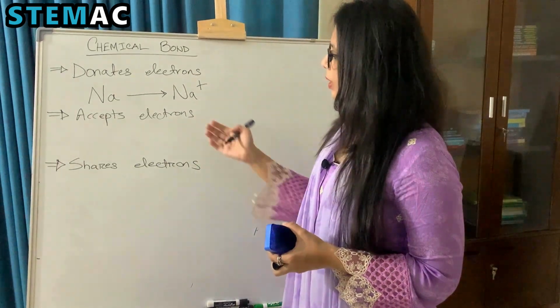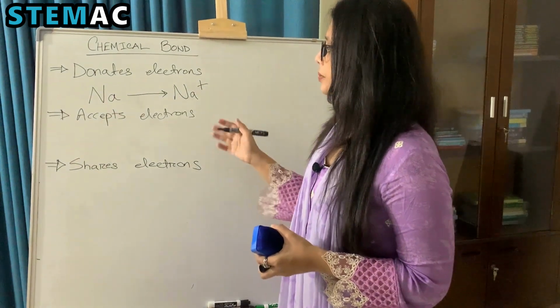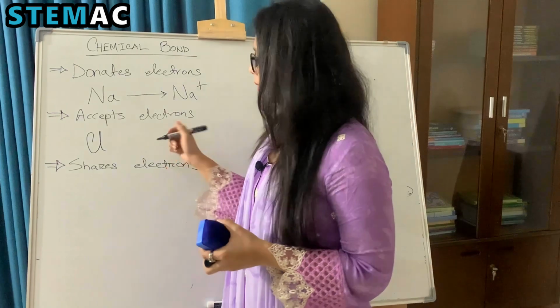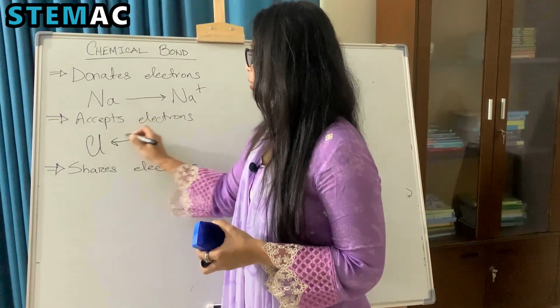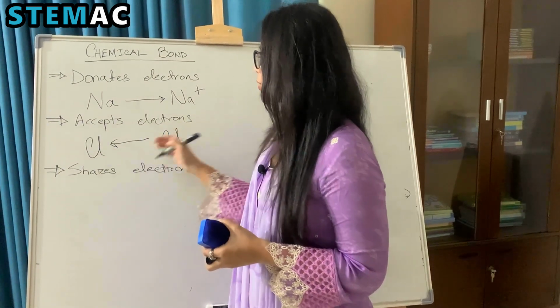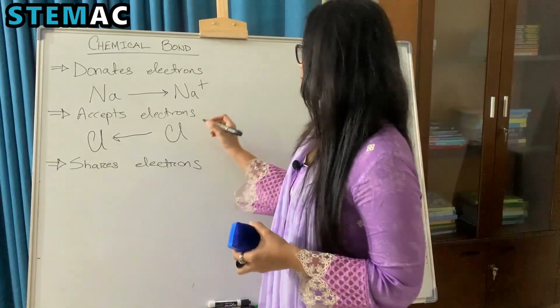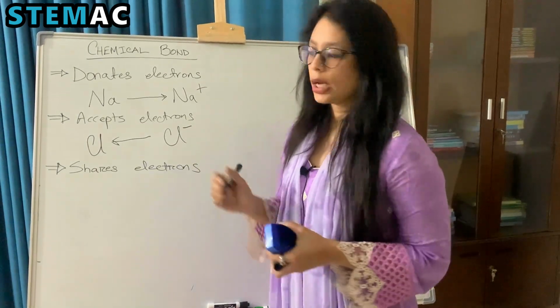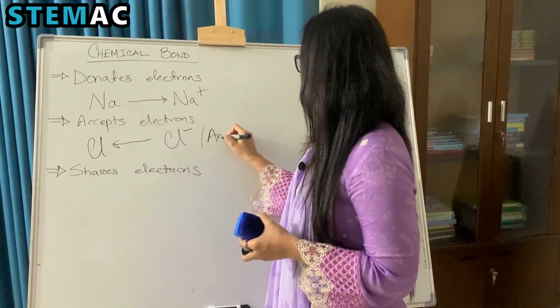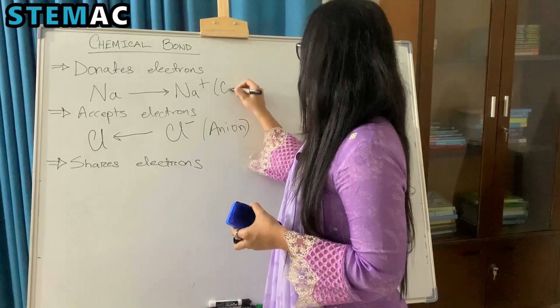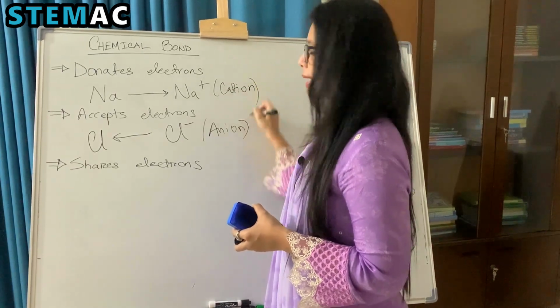Now let's talk about what happens when an atom accepts an electron. Any element which accepts an electron becomes negatively charged, and in the case of chlorine, it receives the electron from the sodium atom and becomes a negative charge, which is known as the anion. So in these 2 ways, they can achieve their octet.